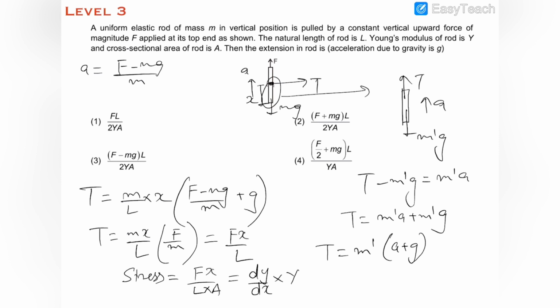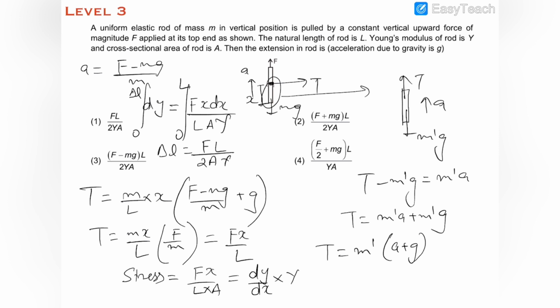So you can see that dy will be equal to Fx dx divided by L A gamma, integrating from 0 to delta L and from 0 to L. Delta L will be equal to F L by 2A gamma. So the correct answer will be option number A. Now we move on to the next question.